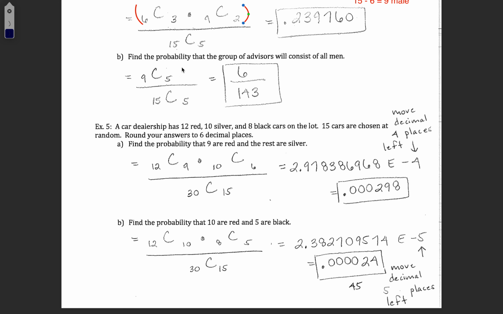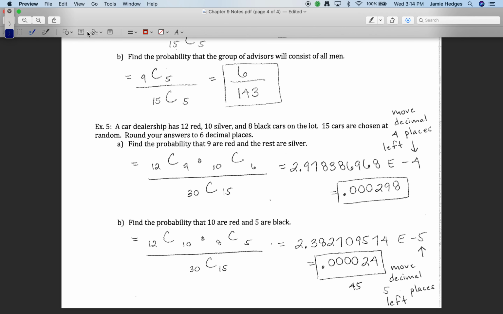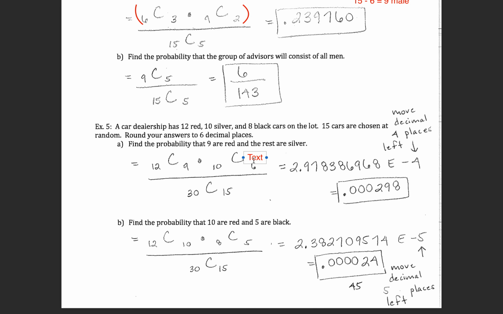All right, last one, another one of these tricky combination ones. Our car dealership has 12 red, 10 silver, and 8 black cars in the lot. 15 cars are chosen at random. We want to round our answer to 6 decimal places. So first I need to figure out how many total cars there are, because I have to do that total at the bottom. So we have 12 plus 10 plus 8, so that gives me 30 cars total.